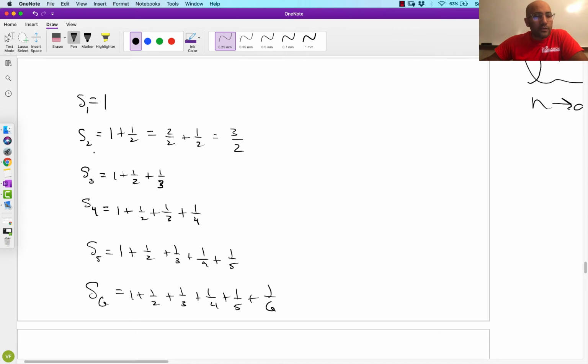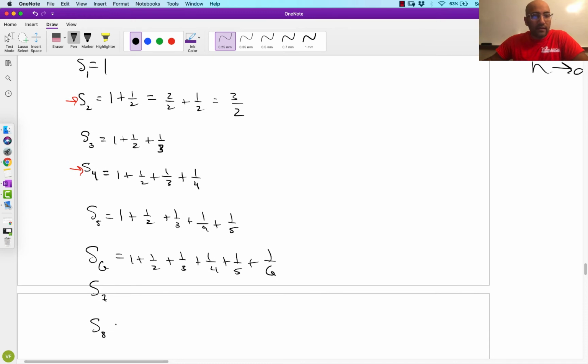And so what we're going to do is focus on the partial sums that are indexed by powers of 2 here. So for example, we're going to focus on this one and this one, and then the next power of 2 is going to be 8. So I'm going to skip on down. We have S sub 7, and then I'm just going to write down S sub 8. That's 1 plus 1/2 plus 1/3 plus 1/4 plus 1/5 plus 1/6 plus 1 over 7 plus 1 over 8.